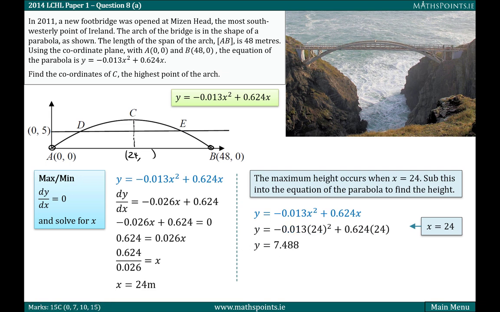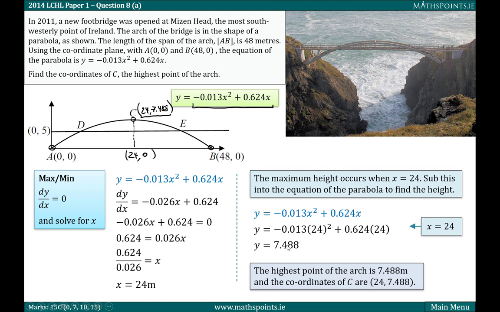7.488. So this point up here is 24, 7.488. Like I said, we're going to see this later on. This 24, 7.488, we're going to see when we complete the square with this expression. So it's just linking what we did in the previous questions with this one here. Okay, so that's the answer to that question. The highest point is 7.488.